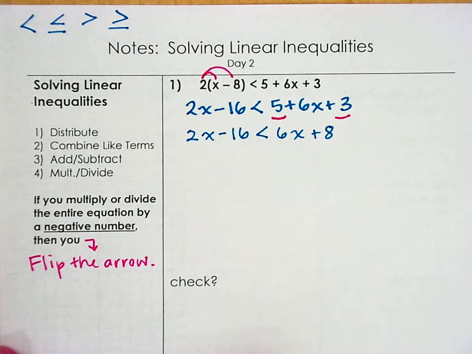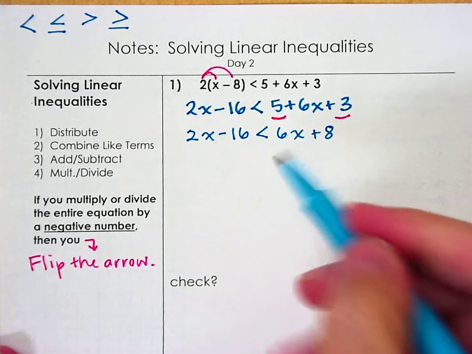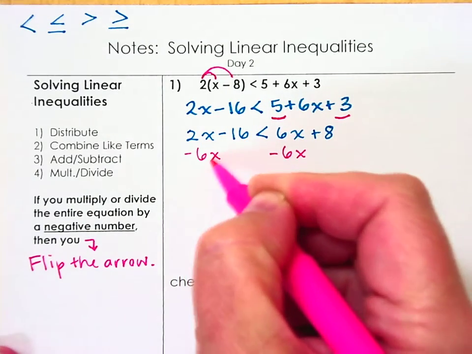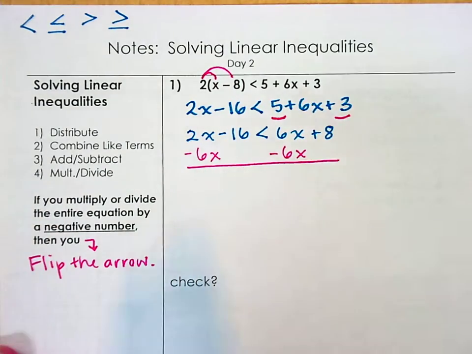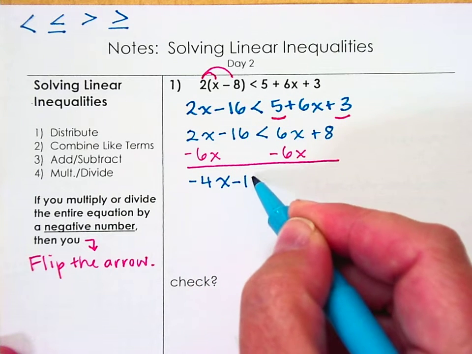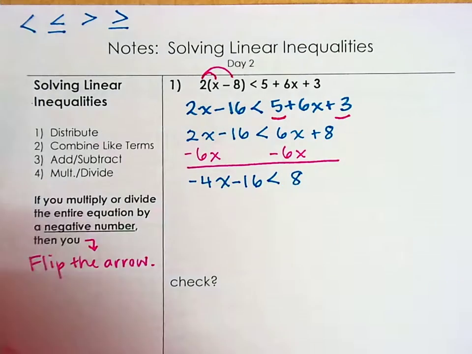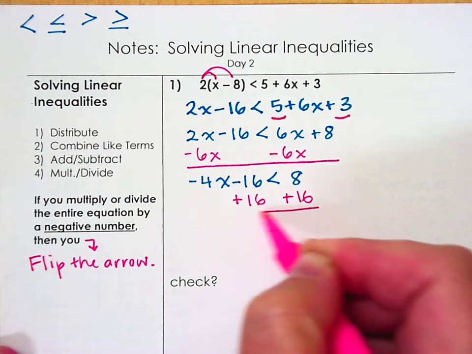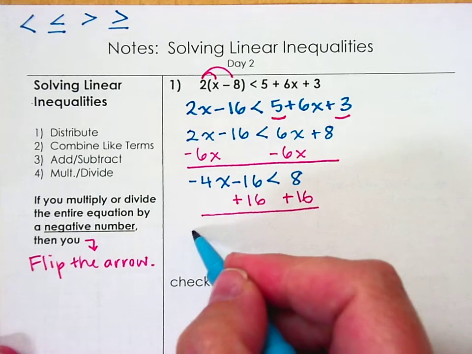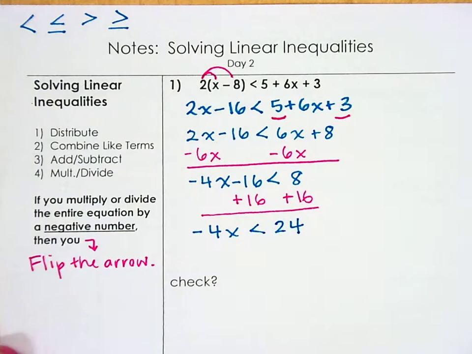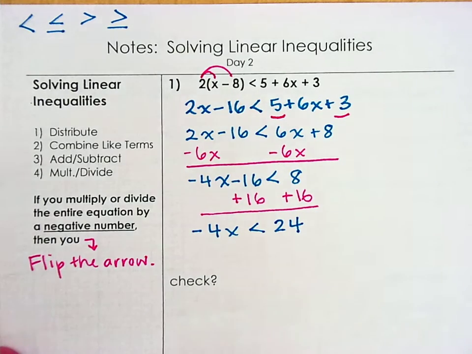I now want to combine my variables. I like to combine the variables first, so I'm going to subtract the 6x. 2 minus 6 is negative 4. So negative 4x minus 16 is less than 8. And then I'm going to add the 16 on both sides. Negative 4x is less than 24. And then the last thing I want to do to get x by itself is to divide by negative 4.